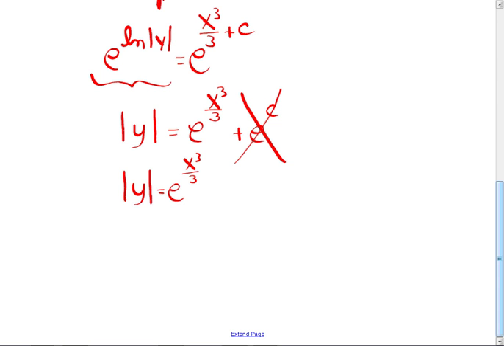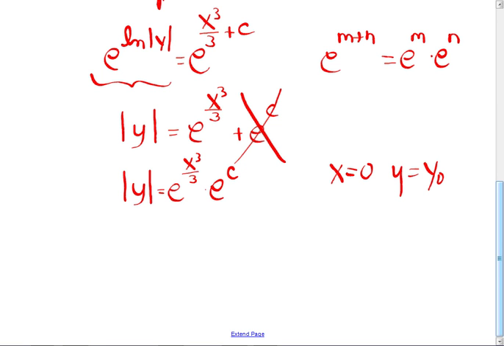Because it's e to the m plus n, it's equal to e to the m times e to the n. So this is times e to the c. We've had the advantage of having done those Taylor polynomials and actually learning our exponent laws a little bit better. And you could call that whatever you want. If x is 0 and y is equal to y0, then I would get the absolute value of y0 equals e to the 0 times e to the c.